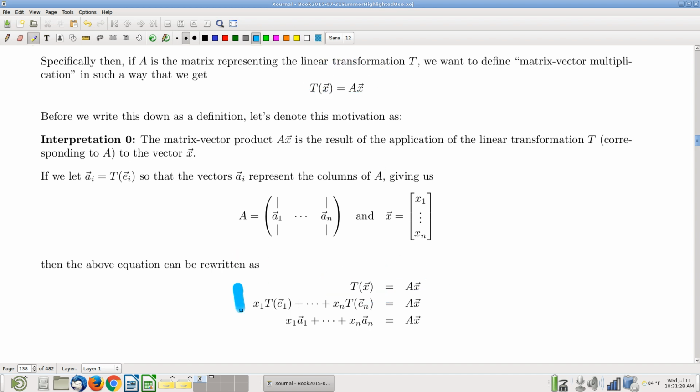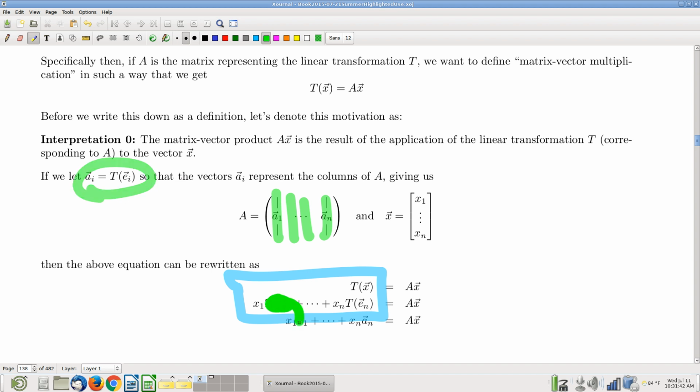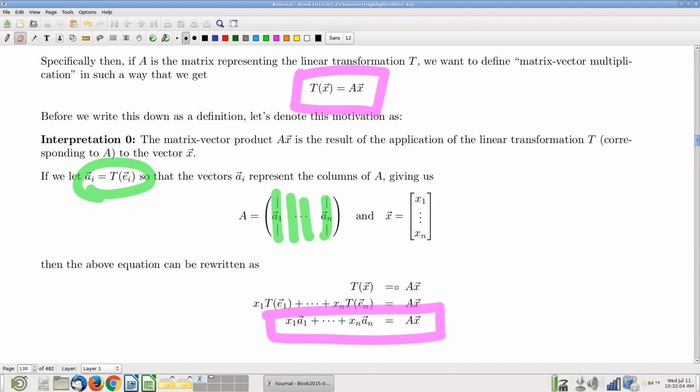Don't forget X is a linear combination and T is linear. So I can rewrite T of X like that. Don't forget that the columns are the images of the standard basis vectors. So I don't really have any choice in the matter. If I insist that A does what T does, this tells me that I have to use this formula for matrix vector multiplication.